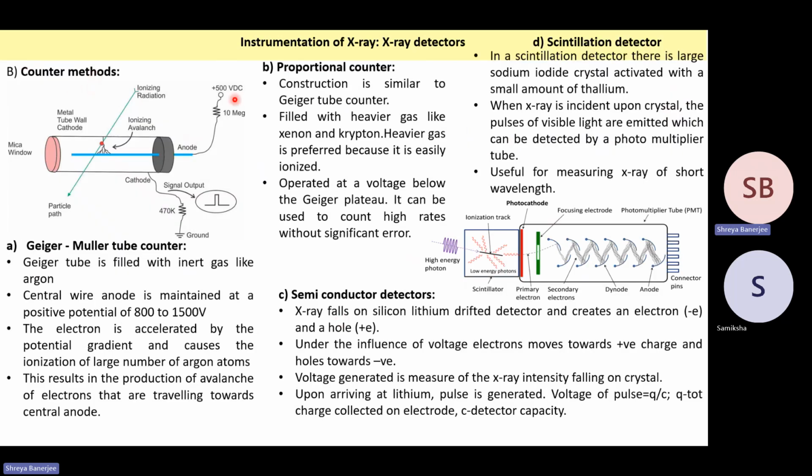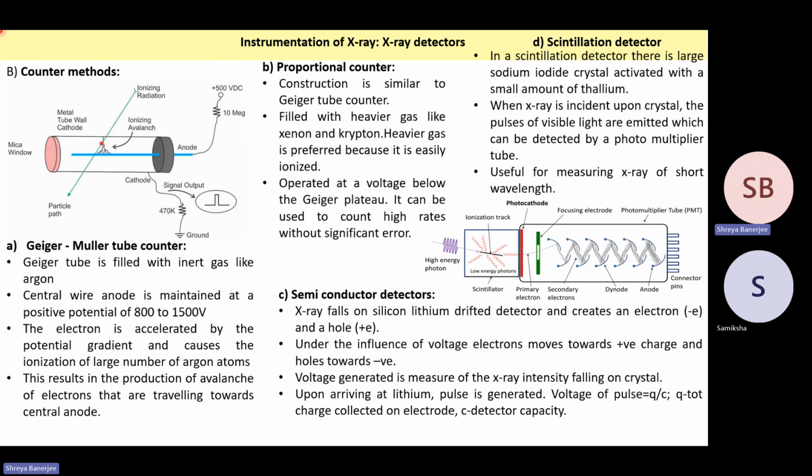There are other methods of detection where you can have something called a Geiger-Müller tube, where you have a tube filled with inert gas like argon. The accelerating electron is causing the ionization of the argon gas inside the tube, and the ionization is producing a lot of electrons that travel towards the anode, and this is detected in the form of electric signals.